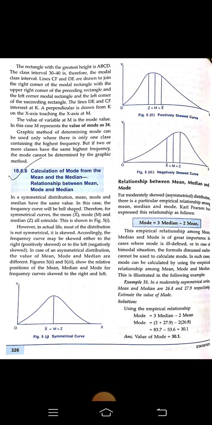This is illustrated with the example given below, example number 31. In a moderately asymmetrical series, mean and median are 26.8 and 27.9 respectively. Estimate the mode. From mean and median, we calculate the mode. Using the empirical relationship, mode is equal to 3 median minus 2 mean. So mode is equal to 3 times the given median value minus 2 times the mean value, and they find the value of the mode.